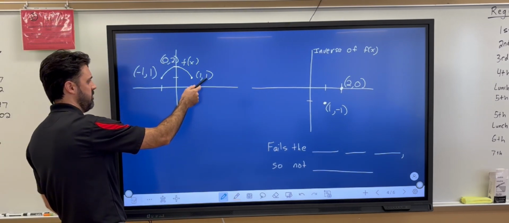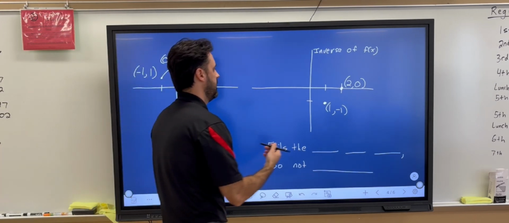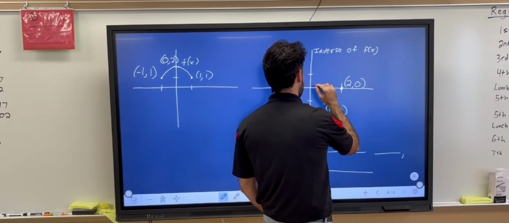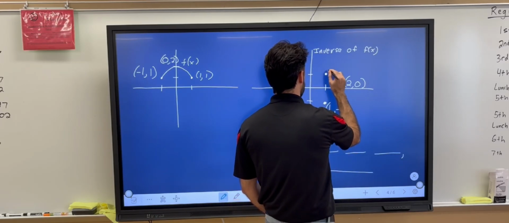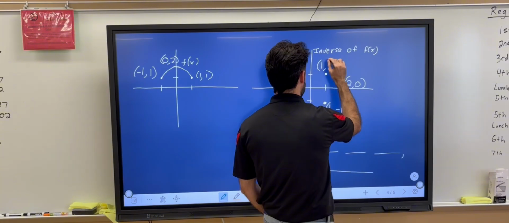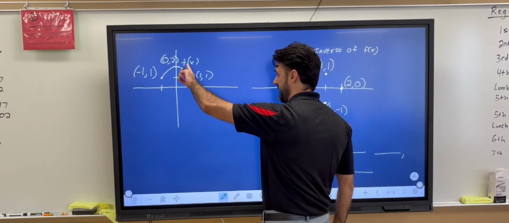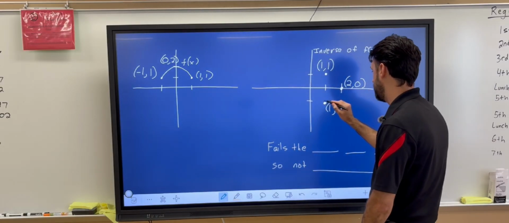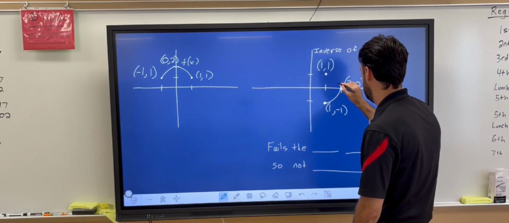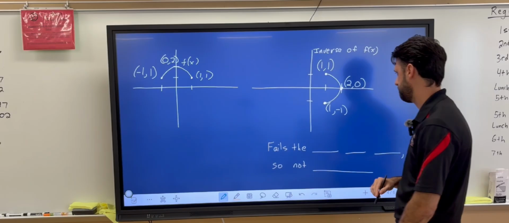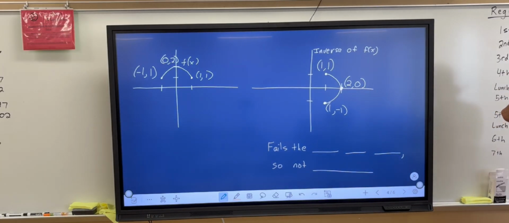So if we take (1, 1) and we switch those, well, it doesn't actually move, right? Because the x and the y were the same, so they're still going to be the same, even if we swap them. And so now what was a semicircle opening down, it's still a semicircle, but now it's opening to the left here. So that's what our inverse would look like.